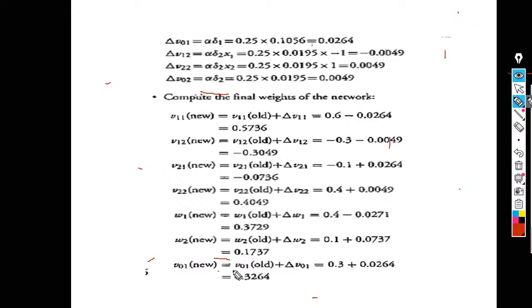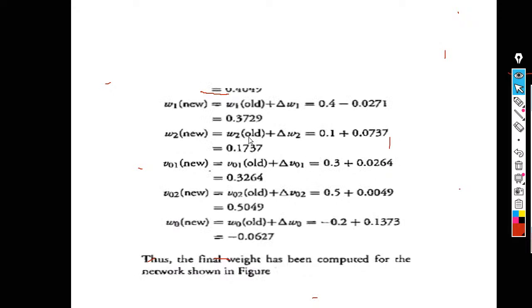So for the exam point of view you can stop till here, because this problem is already very lengthy. So just you can show one iteration, and after completion of all these first steps, you can just stop at the completion of these final weights.